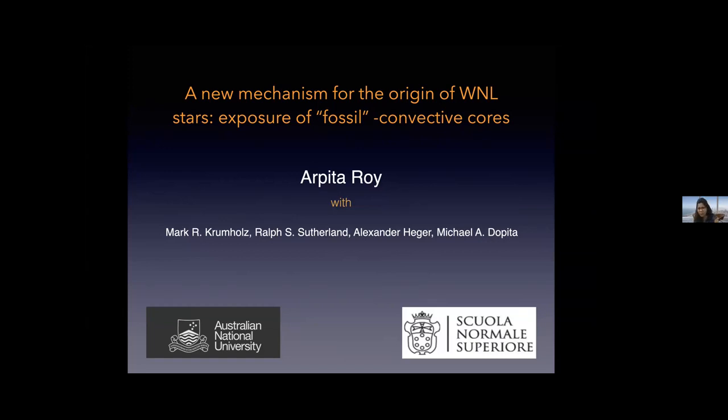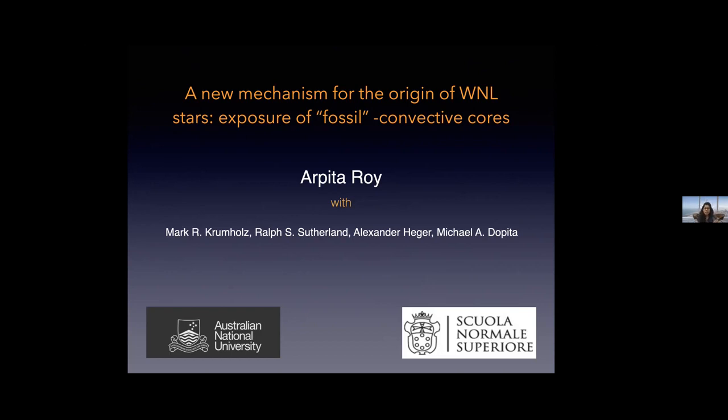And for them, two more physics that would be more important, and that is the convection and overshoot mixing, and also the mass loss. So I'm going to touch upon those two physics as well.